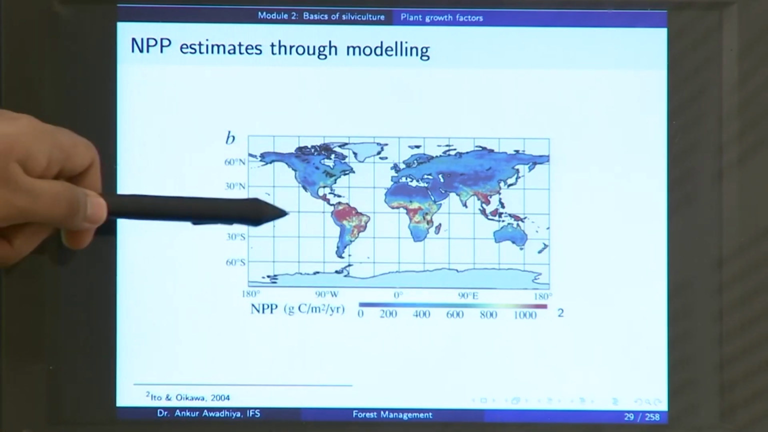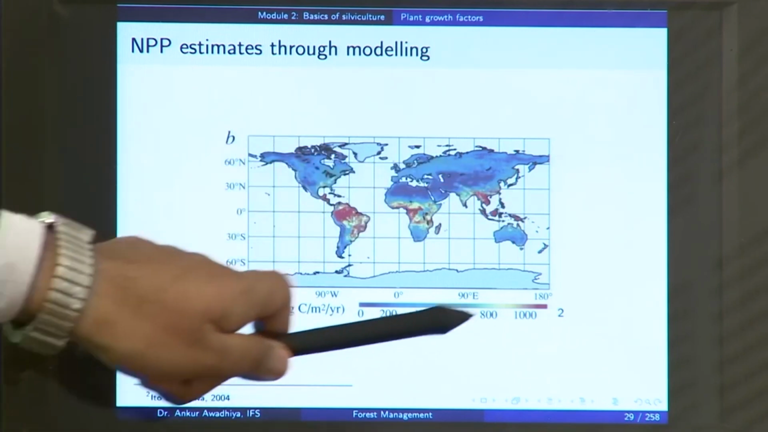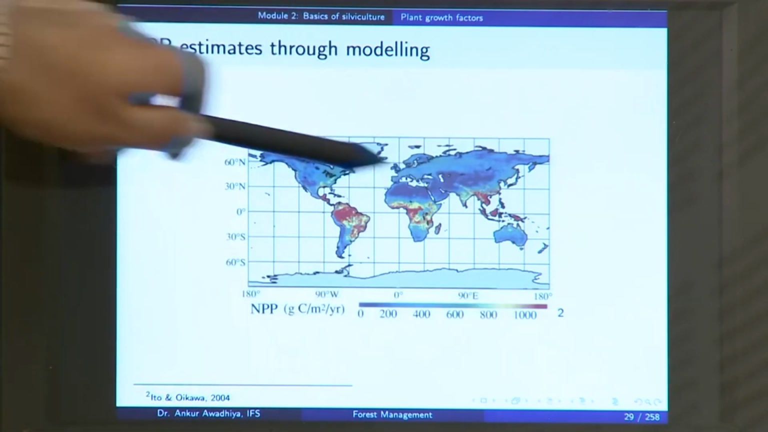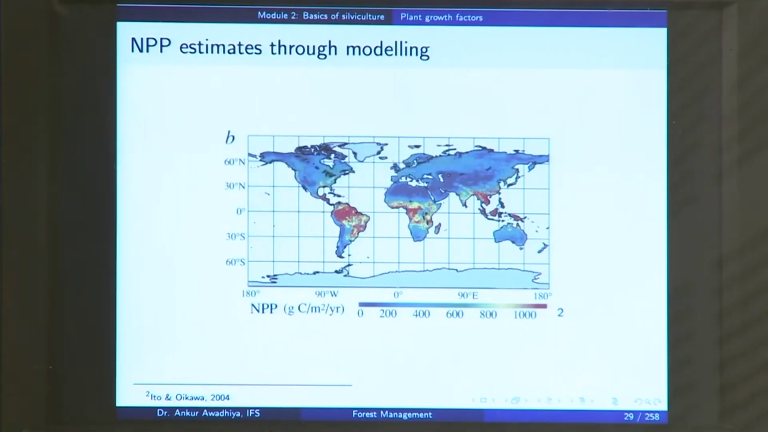So, here also what we are seeing is that in the tropical and the subtropical regions the net primary productivity is very high, whereas towards the poles it is less. In the desert areas also the net primary productivity is less, because even though you are getting a sufficient amount of sunlight, because of a lack of moisture, the plants are not having enough water.